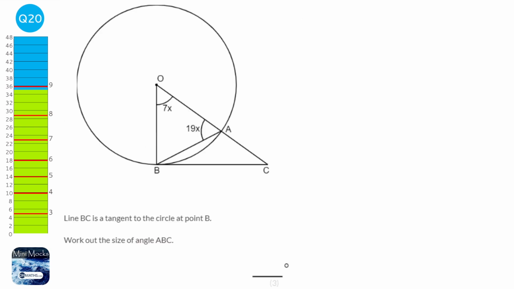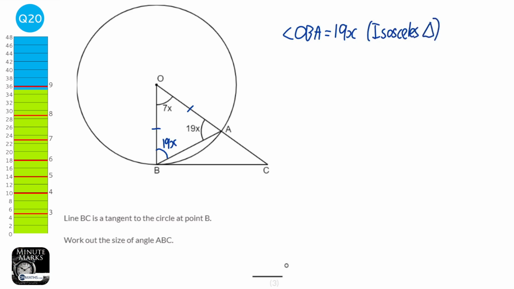The first thing to notice is we actually have two radii here. So we've got this radius here and this radius here, and all radii are always equal in length. So we have an isosceles triangle here. So this angle here is going to be 19x as well, and we've got to write that down. So we're going to say angle OBA is equal to 19x, and the reason is it's an isosceles triangle. Okay, so we know these two are equal.